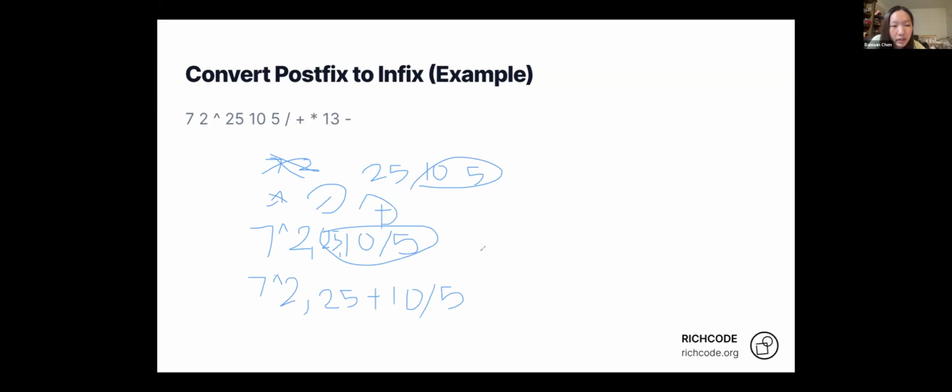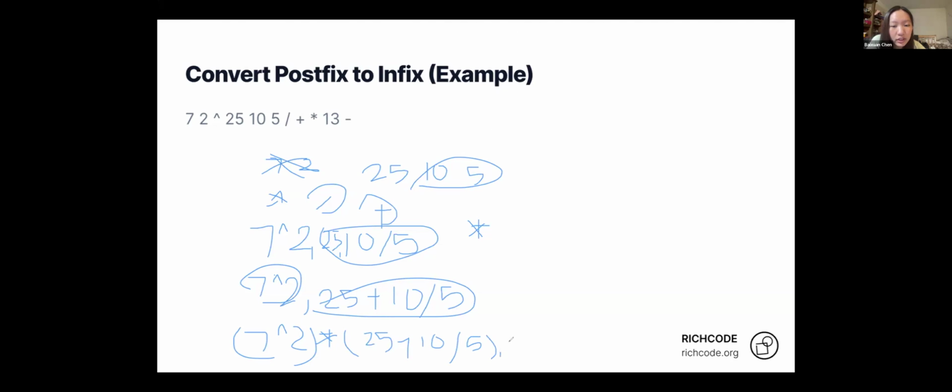And then we have times. So then, oh yeah, times. So then we take the next two operands, which are these two, and we put the times in between them. So it turns into 7 squared times 25 plus 10 divided by 5. And then this will be the next item in the stack.